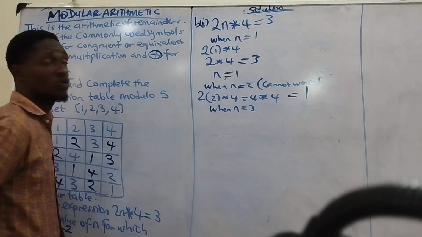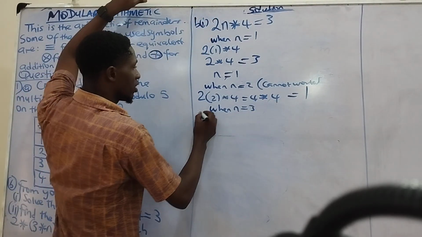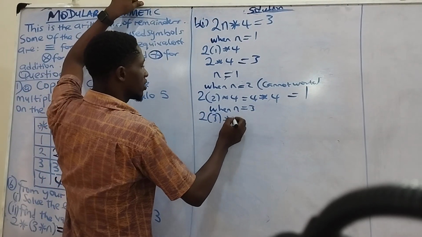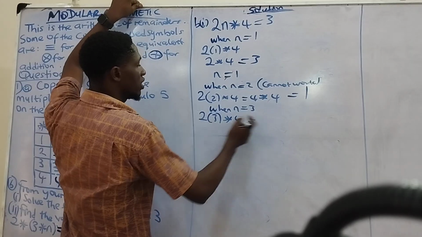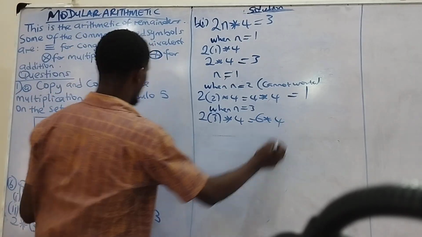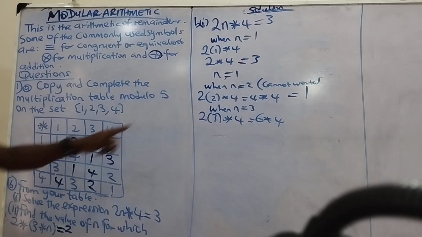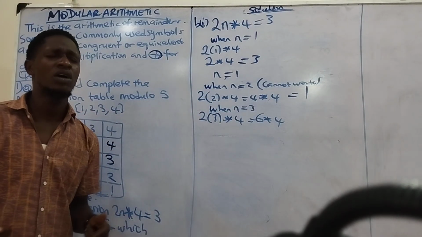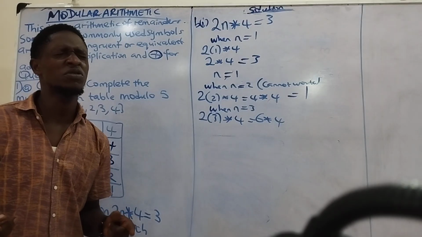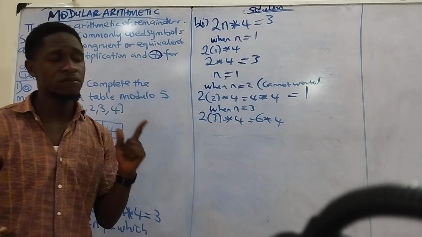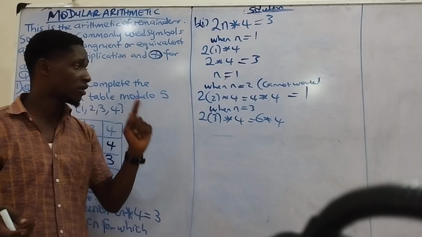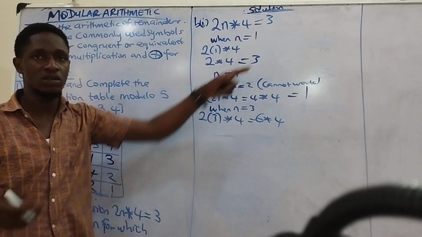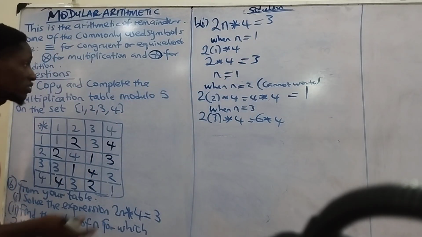Let's try when n is equal to 3 in this formula. 2 times 3, times 4. 2 times 3 is 6, times 4. We don't have that. So once you get this, you can stop at that point. But 6 times 4 is 24. 5 going into 24 is 4 remainder 4, and 4 is not here. So let's go to the second one.